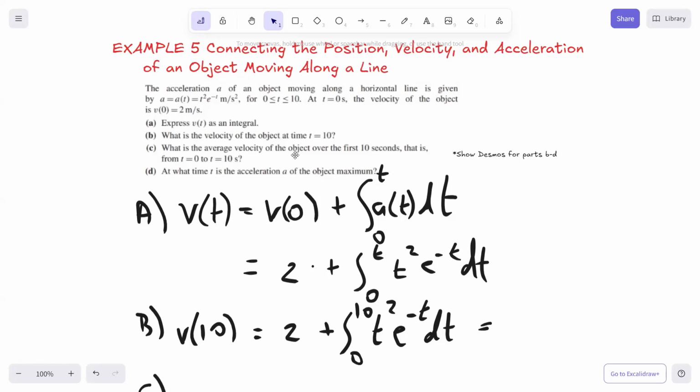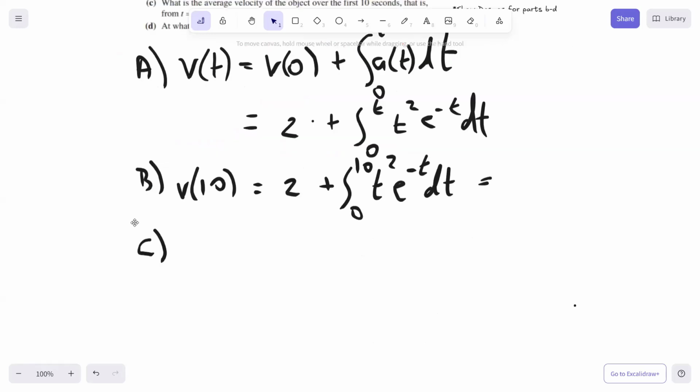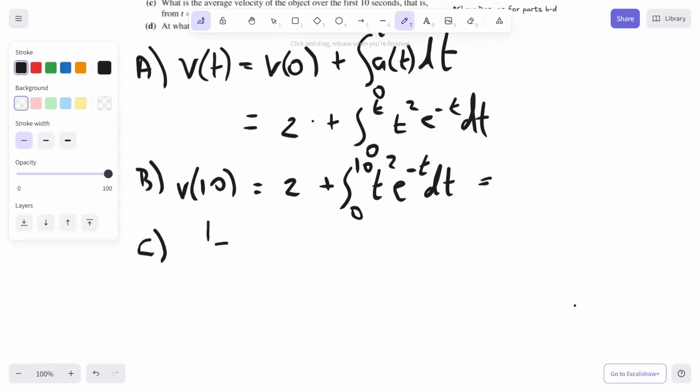What is the average velocity of the object over the first 10 seconds from 0 to 10? So I think this question meant to ask what is the average acceleration, because to get average velocity for this one here, you would have to do 1 over 10 minus 0 integral from 0 to 10 of v of t dt. But we don't have the specific function for v of t in this specific example right here. So what we could do, however, is try on Desmos.